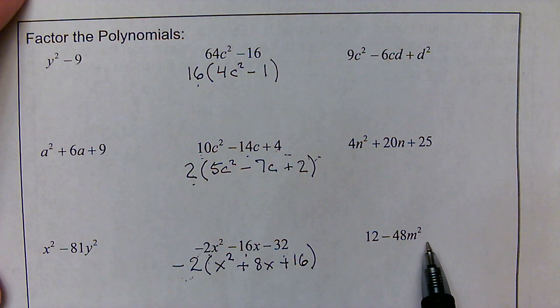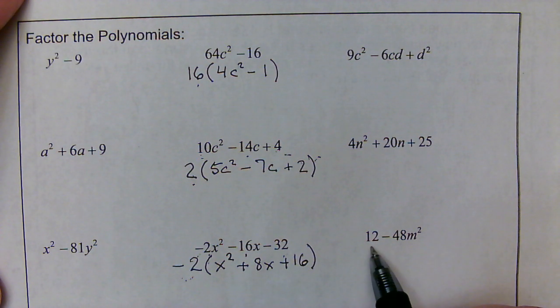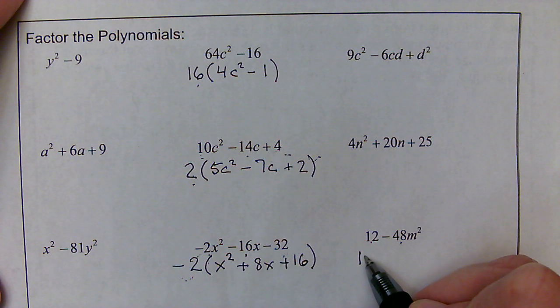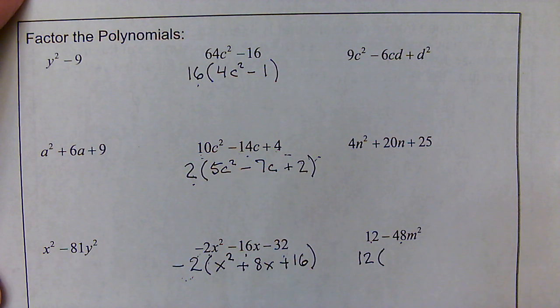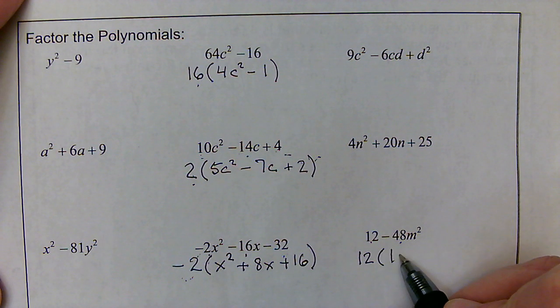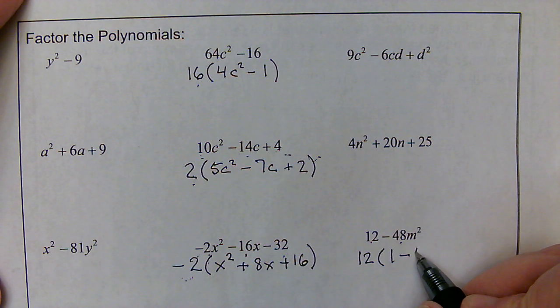On this problem, this one isn't in standard form, but because there's only 2 terms, I'm not going to really run into too many problems if I leave it this way. However, there is a common factor of 12, so when I factor that out, 12 goes into 12 once, and 12 goes into 48 4 times.